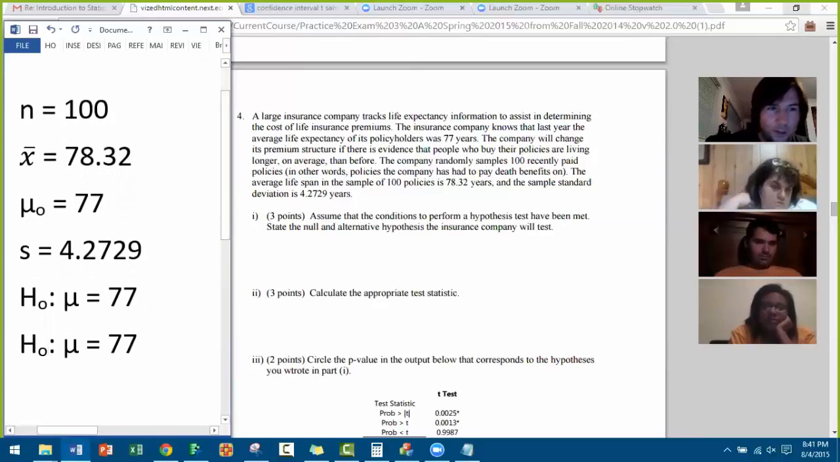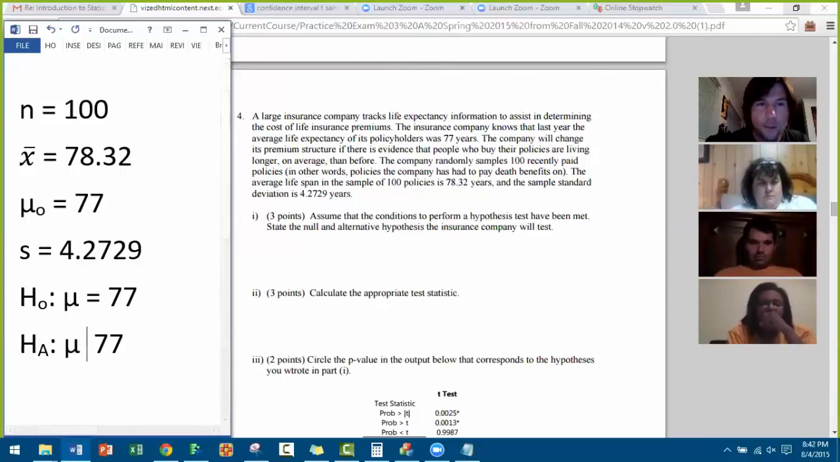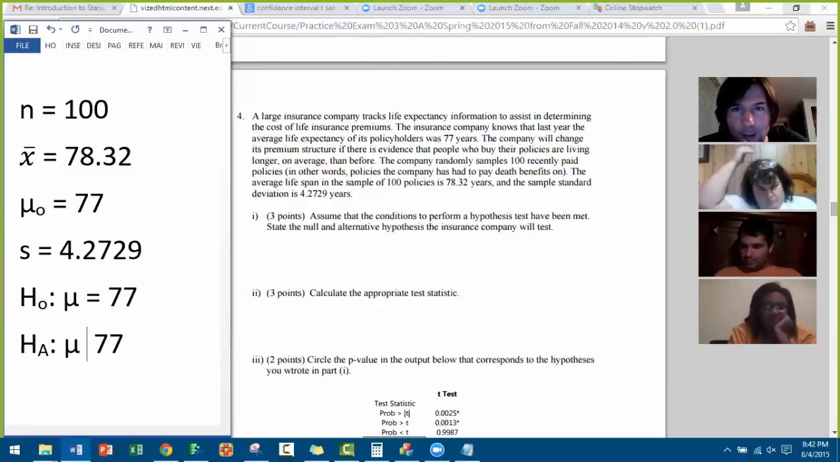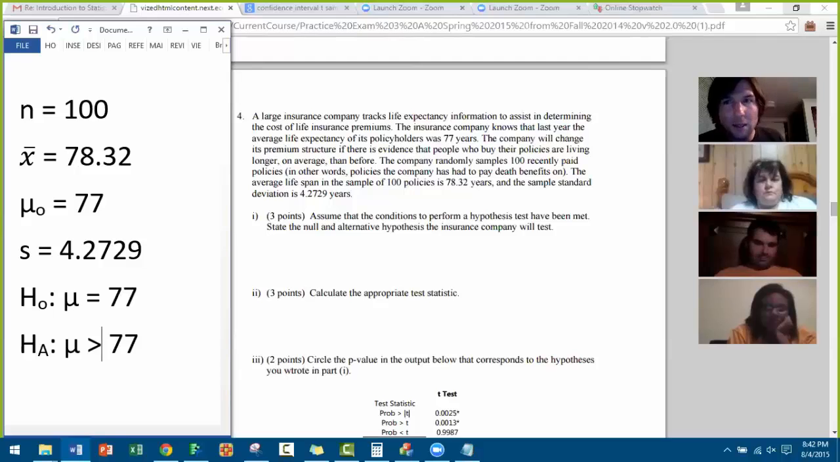So the alternative hypothesis is going to be some sort of other sign in here. And let's see what they're asking. They're asking, the company will change its premium structure if there is evidence that people who buy their policy are living longer on average than before. So the true mean is, say it all with me, greater than 77 if they're living longer, because this is what they're testing. They know that their policyholders in the past have lived 77 years. They want to see if they're living longer than that on average.